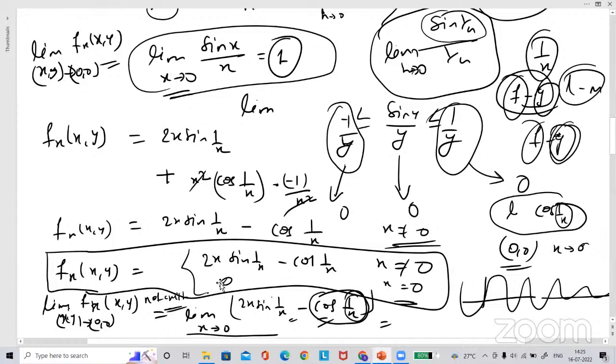Can you repeat the last bit, please? Where you are explaining why we won't check for the other one. So the question is asked for the continuity of the partial derivative with respect to x. So what we did, we actually find the partial derivative. Let me explain with an example.